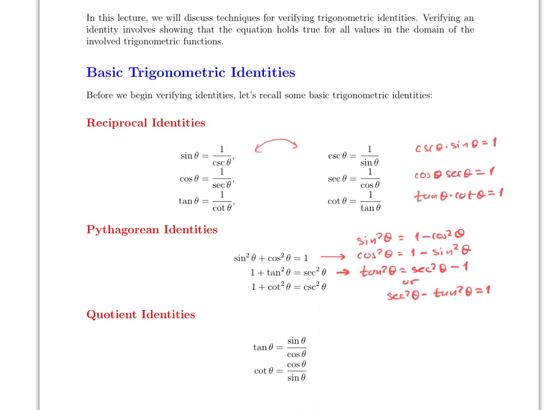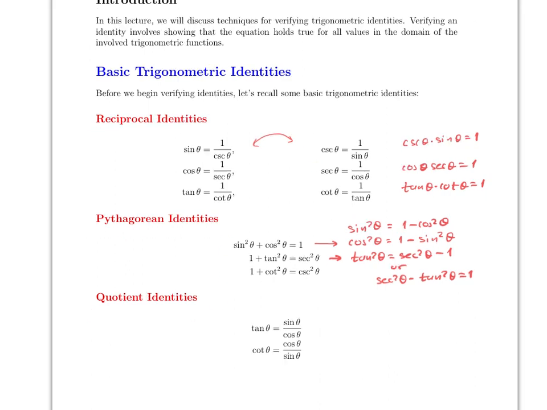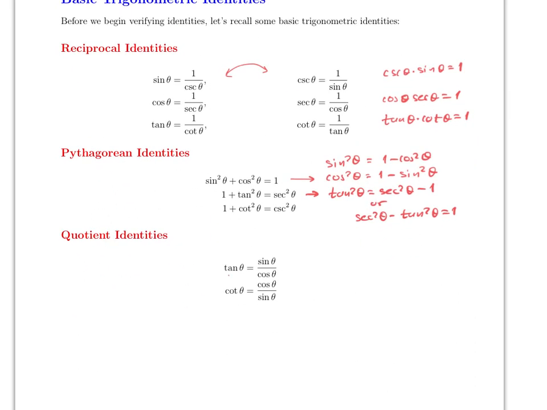We also have the quotient identities, which, remember, tangent is equal to sine over cosine, which means cotangent is cosine over sine. And another trick that is going to be common is to multiply by 1. I will point this out once we get there. All right, so let's try some problems.